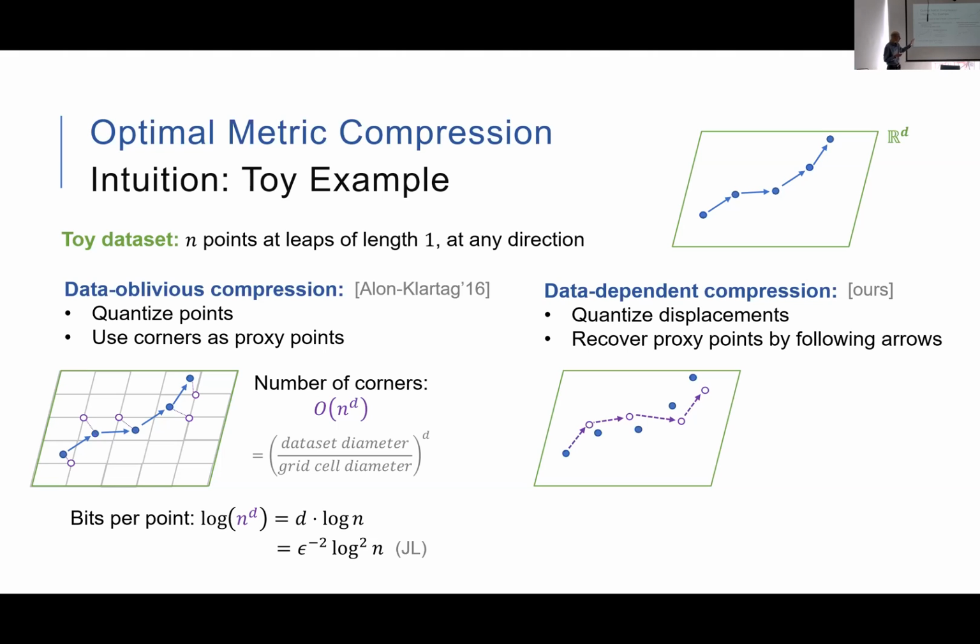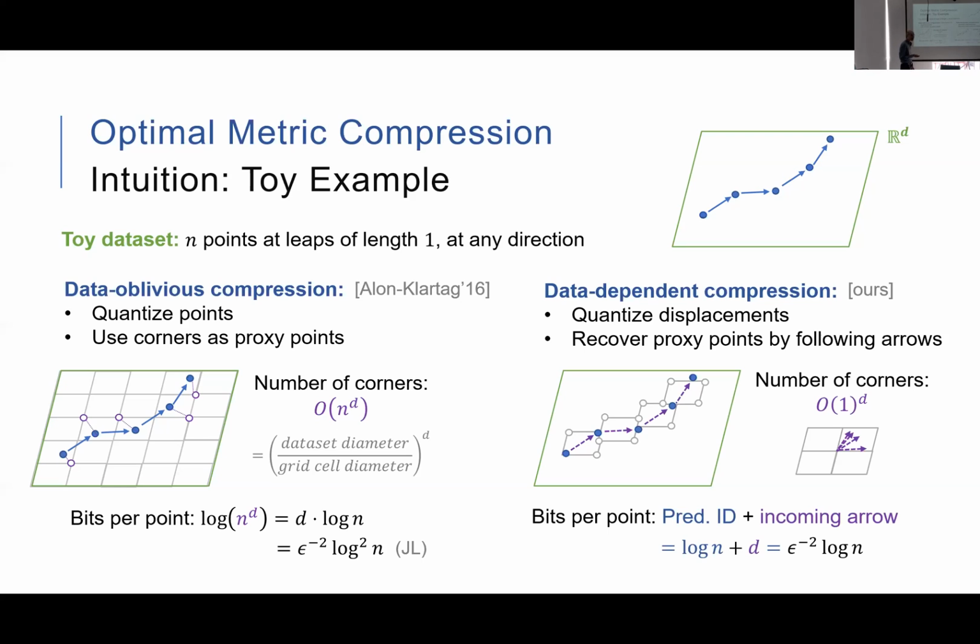Right, so I can recover proxy points if I follow those arrows. I take the first point, I add the first arrow, which is quantized, so there's some error here. So I get an approximation of the second point instead of the actual second point. And I can do this again and so on, and I recover proxies for my points. And again, if I want the distance between some pair of points, I can return the distance between the proxies. And again, the question is, what is the compression rate? Just because of the way I defined this data set, each arrow has length 1. So the number of corners I might have to snap to is only a constant to the d instead of n to the d.